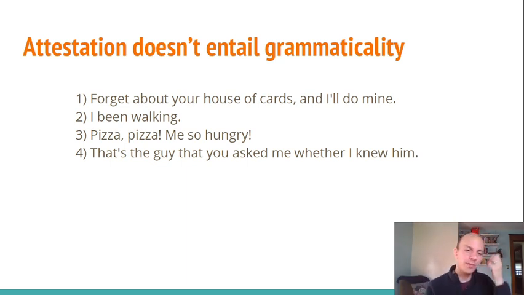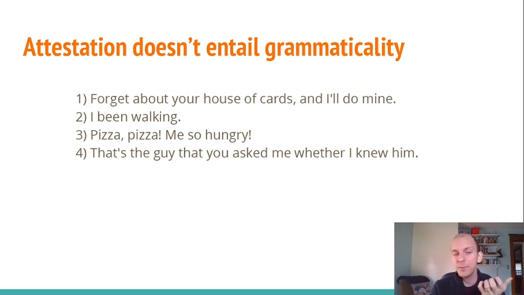Another problem, another side of this difference here, is that with attestation, even when you find a sentence, say we're looking for that one sentence and we find it, does that mean that the sentence is grammatical because we have an attested instance of it? And the answer is no, it doesn't. Even when we find a sentence attested, it doesn't necessarily mean that it's grammatical.